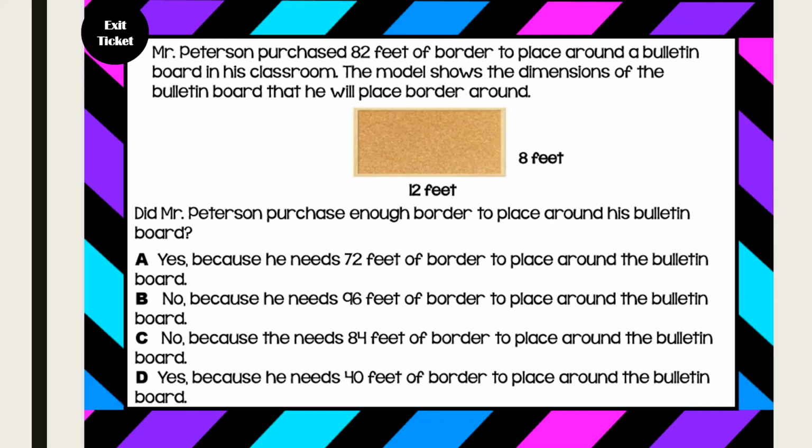Mr. Peterson purchased 82 feet of border to place around a bulletin board in his classroom. The model shows the dimensions of the bulletin board that he will place around. Okay, important information. 82 feet of border around a bulletin board, and the side lengths of 8 feet and 12 feet. You should draw a box and label it. I'm going to write that the other sides are 8 and 12, and I know that border is around the edge, so I'm solving for perimeter. Did Mr. Peterson purchase enough border to place around his bulletin board? Pause and solve.